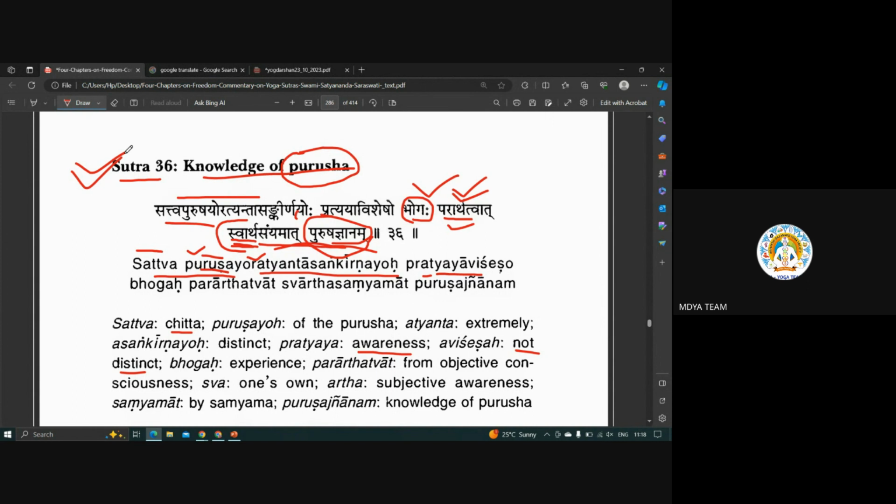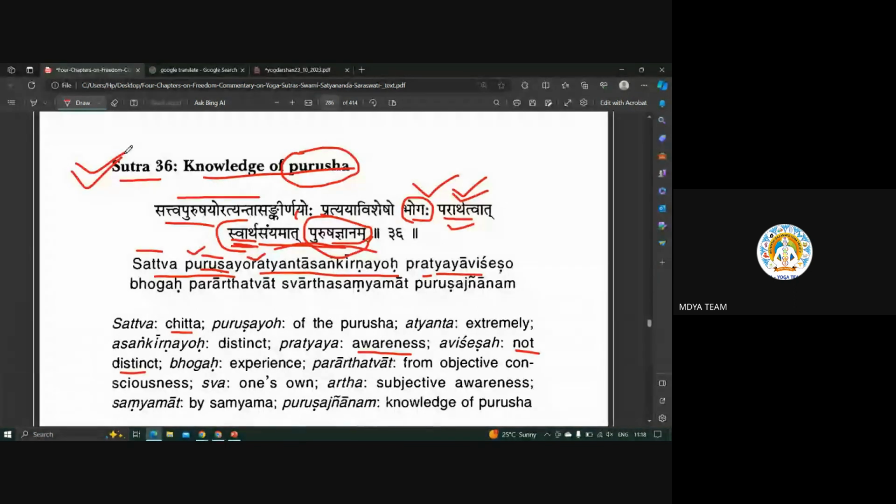Pratyaya Avishesho is awareness which is not distinct. We get confused, thinking that both are the same. Bhoga is the nature of Prakriti. Bhoga and Apavarga, as we have studied, Bhoga is one of the natures of Prakriti, and the vrittis related to Buddhi are called Pravritti.